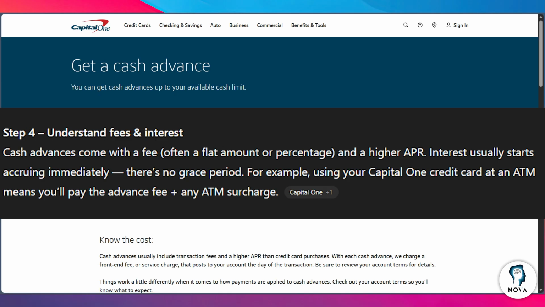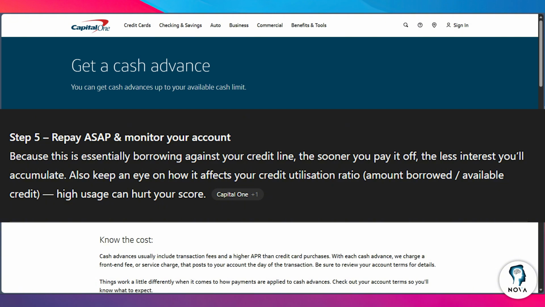Cash advances come with a fee, often a flat amount or percentage, and a higher APR. Interest usually starts accruing immediately. There's no grace period. For example, using your Capital One credit card at an ATM means you will pay the advance fee plus any ATM surcharge, because this is essentially borrowing against your credit line. The sooner you pay it off, the less interest you will accumulate.